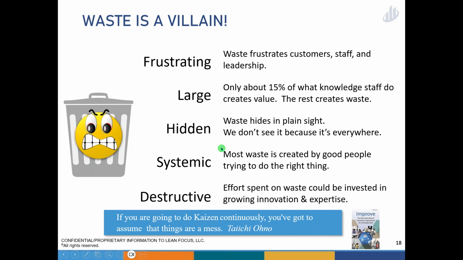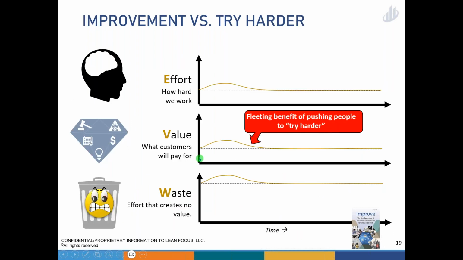But we're like fish in water. We don't realize how much waste is around us because it's always been this way. It's systemic. It's always around us. And most waste is caused by good people trying to do the right thing. And it's not that there are malicious actors causing tons of waste in product development. Most people are trying to do the right thing, and it's so destructive to what we want to do and what our customers need. So the typical thing, if we're having problems, we just try harder.